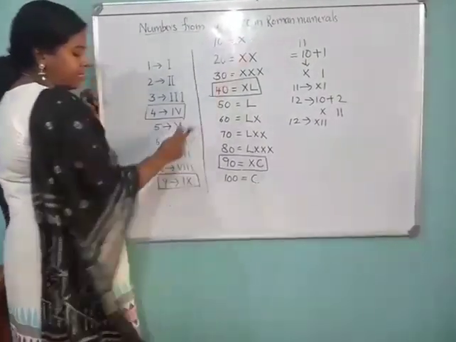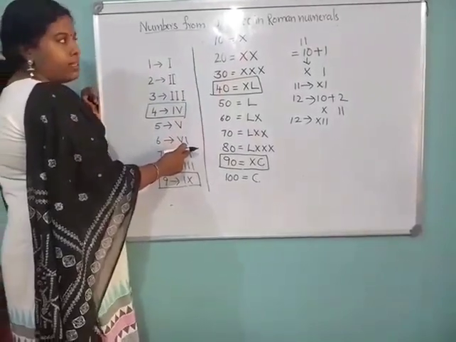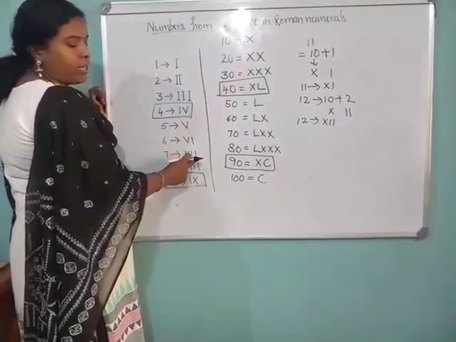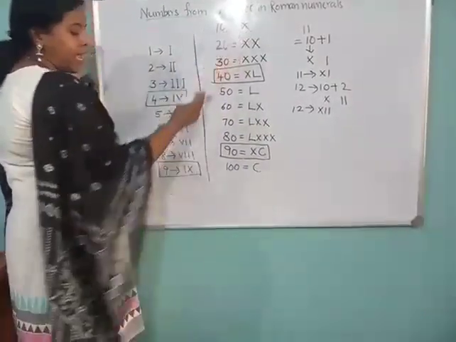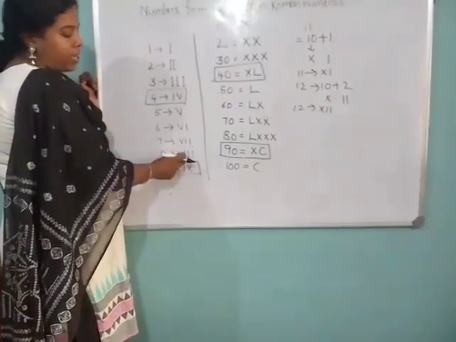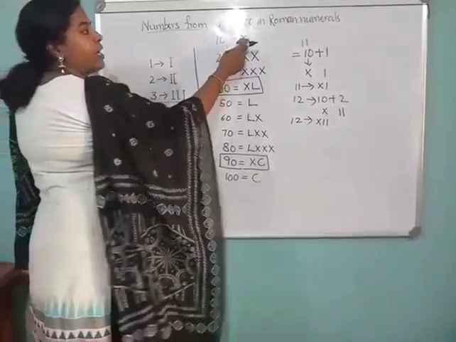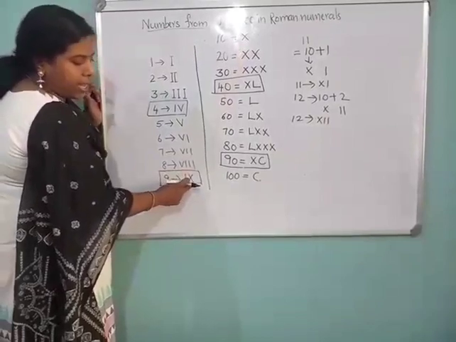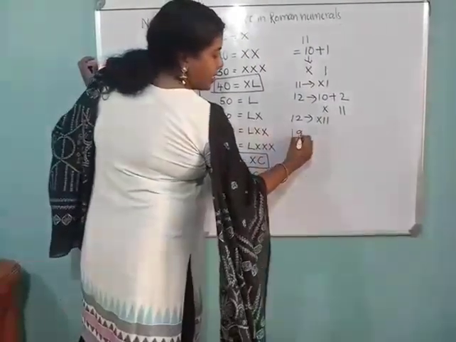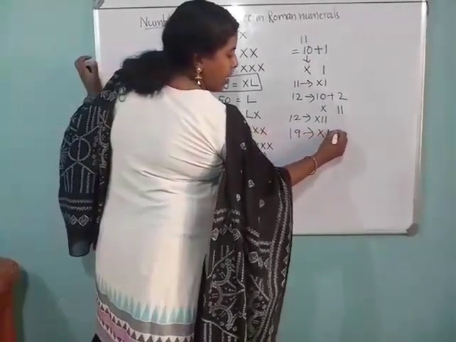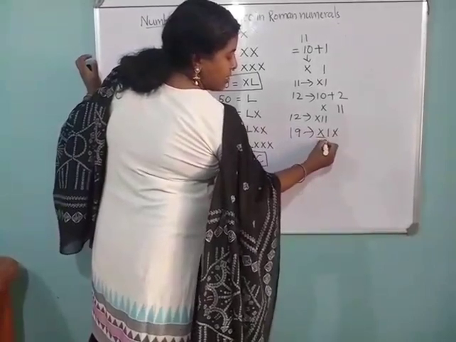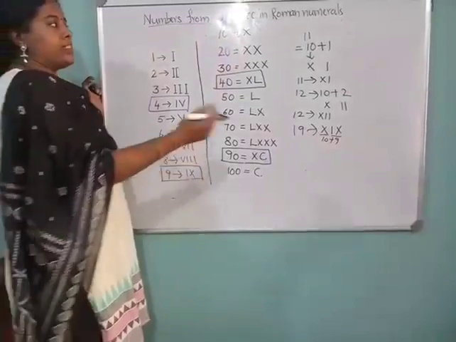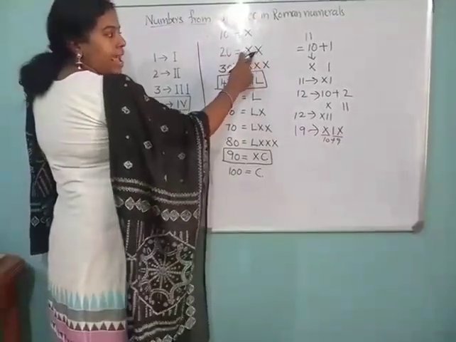So XVI. For 17, XVII. For 18, XVIII. For 19, 10 plus 9, XIX. 19 we will write as XIX. X, this is 10, this is 9. So 10 plus 9, 19. And the 20 we already learned, XX.